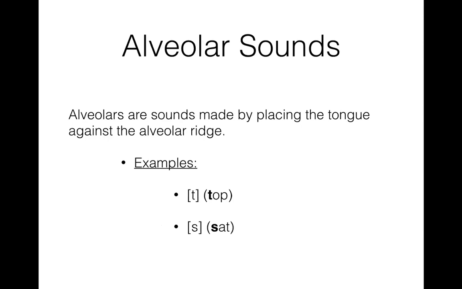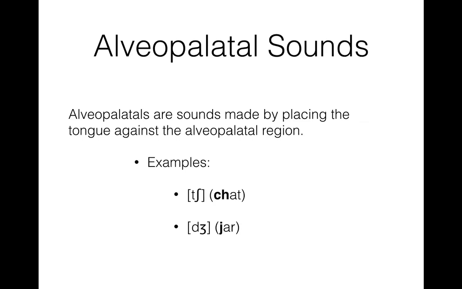And then you have the alveolar sounds, where your tongue is against your alveolar ridge, against the back of your top teeth. The sounds that you can produce with that are things like top and sat, t and s. Your tongue is in the same position when you produce these two sounds. Then you have the alveopalatal sounds, which are produced by placing the tongue against the alveopalatal region. They are also called affricates because they are a combination of two different sounds. So you have chat and you have jar. The chat is voiceless, ch, and jar is voiced, j. Chat and jar.